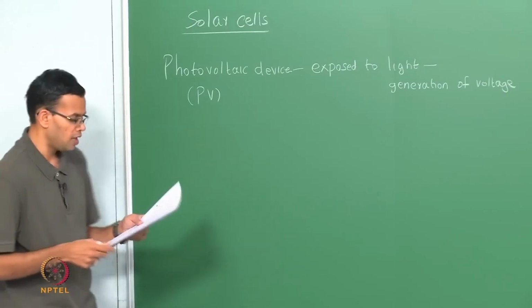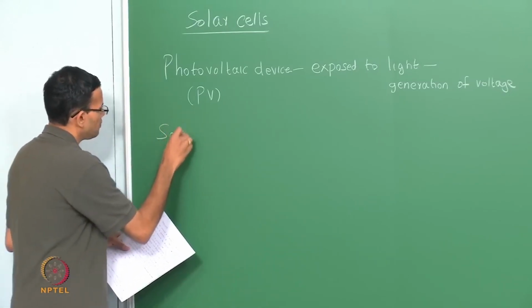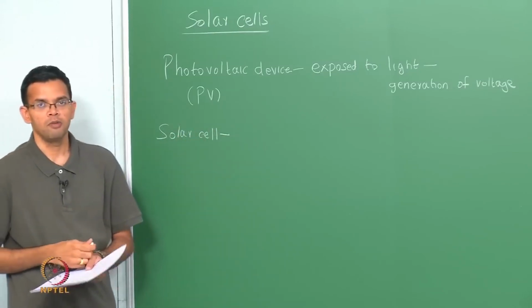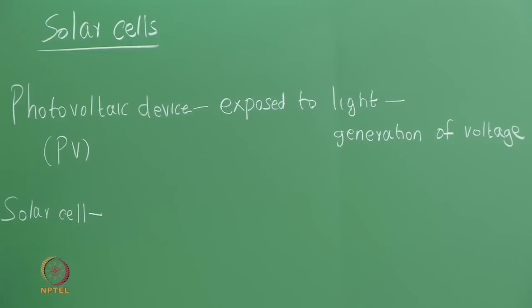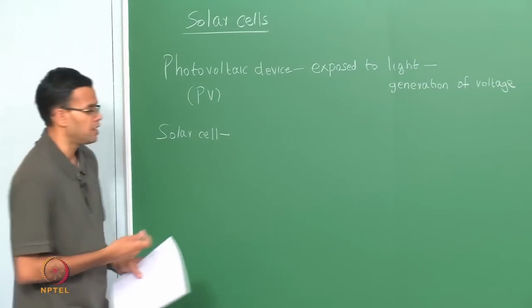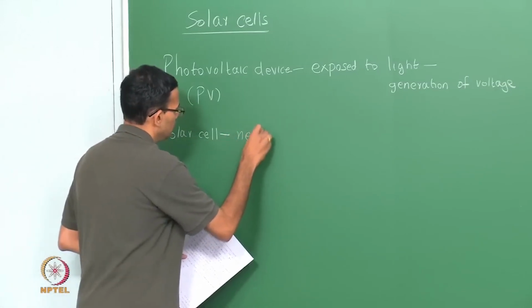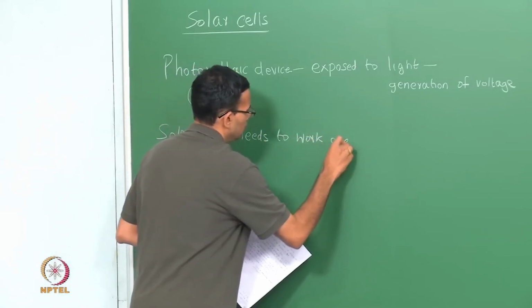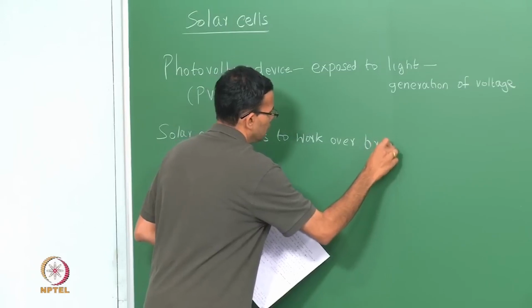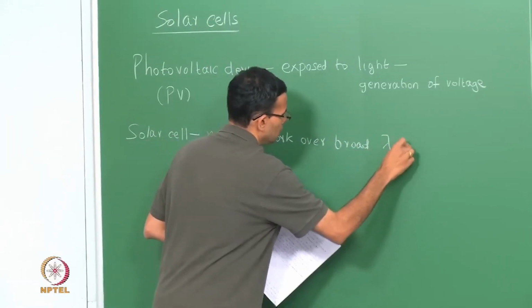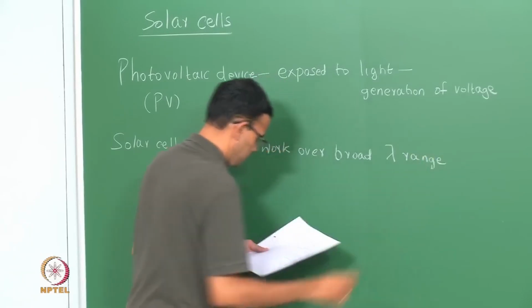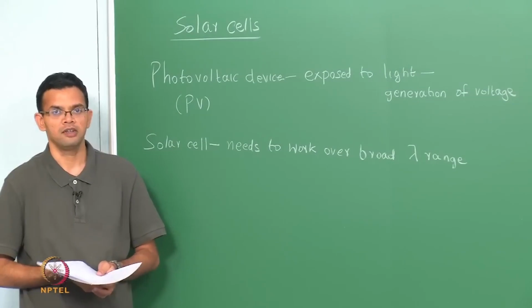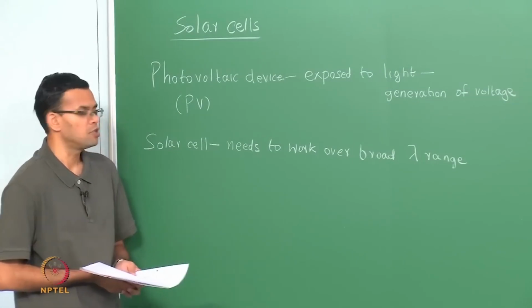In the case of a solar cell, we need the device to work over a broad wavelength range, and this wavelength range depends upon the solar spectrum. So, that is the first crucial difference between a solar cell and a photodetector. The wavelength range is imposed by the spectrum.